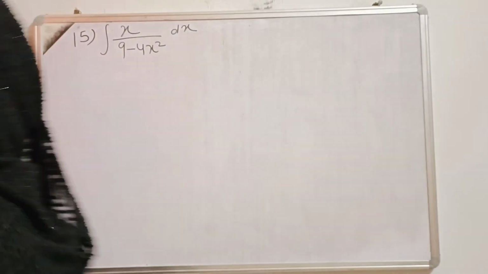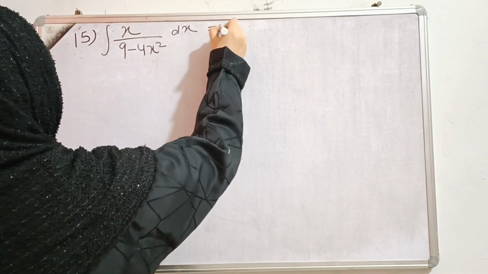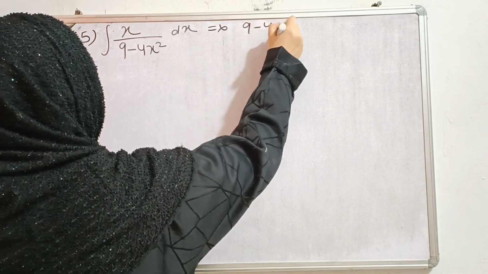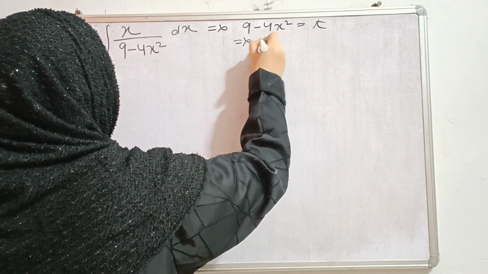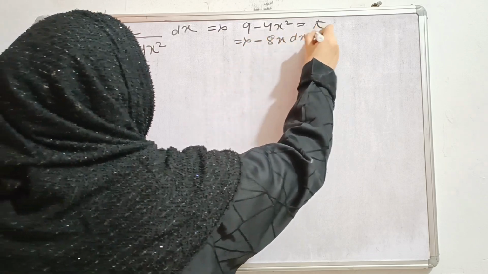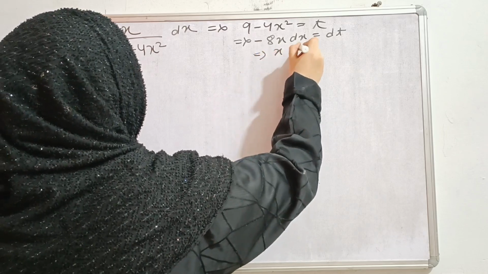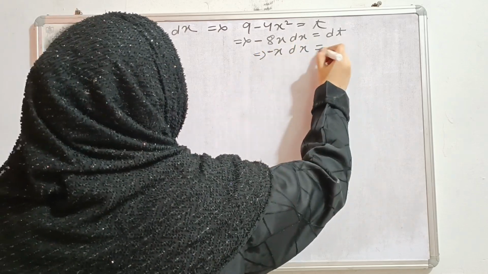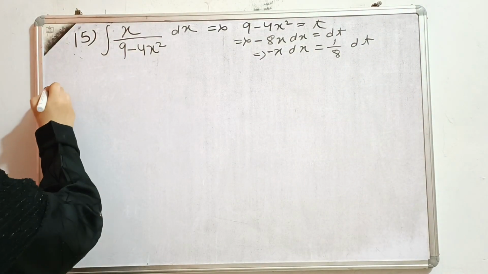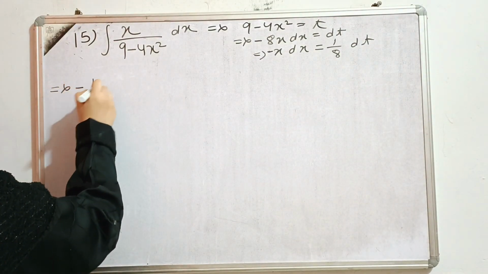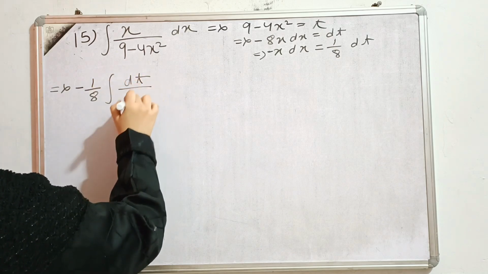Question number 15. Integration of x upon 9 minus 4x square dx. So we assume 9 minus 4x square equal to t. Differentiating this, minus 8x dx equal to dt. But we want the value of x dx, so we can write x dx equal to minus 1 upon 8 dt. So minus 1 upon 8 integration of dt upon t.